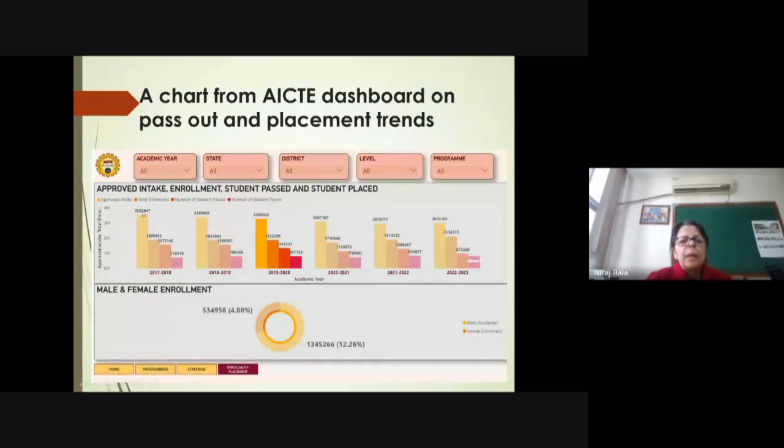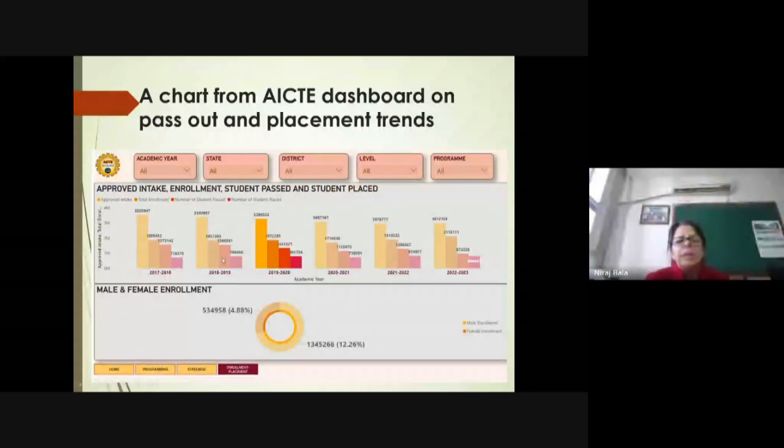approved intake of AICTE. The next one gives you the total enrollment. Out of these seats, only these seats were filled. The third graph, where I am pointing, tells us how many students have passed. And the last one tells us how many students have been placed. If you compare it with the intake, the number placed is very, very less, even less than a quarter of the total approved intake of seats. Only this much percentage of students are placed.